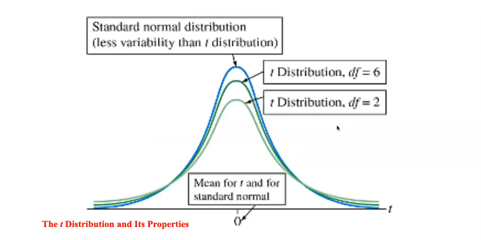Okay? Compare this t-distribution to the z-distribution for me. The standard normal distribution is graphed in blue color. There is less variability than the t-distribution. And as you can see, the t-distribution is based on something called DF. DF stands for degrees of freedom. We're going to talk about how to find this degrees of freedom. Depending on what the degrees of freedom is, the shape of the t-distribution will change a little bit. But the mean for t and for standard normal is both 0.